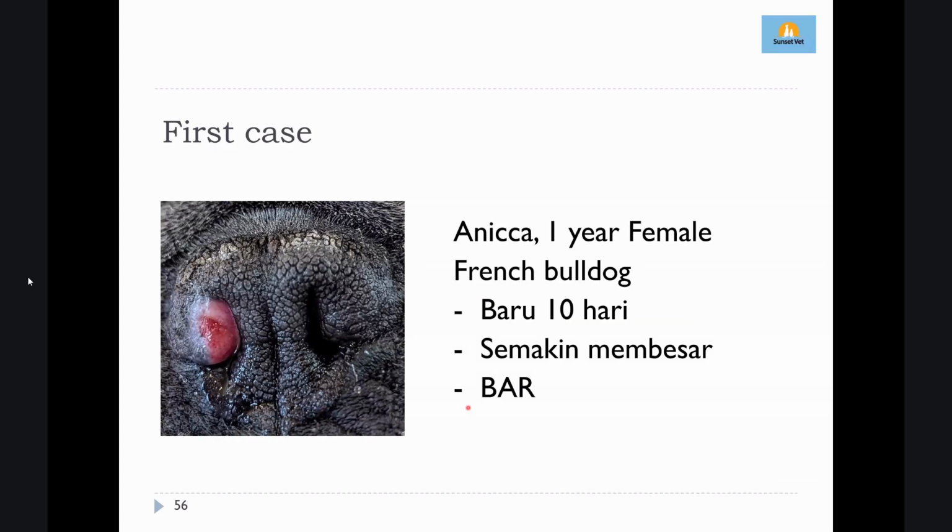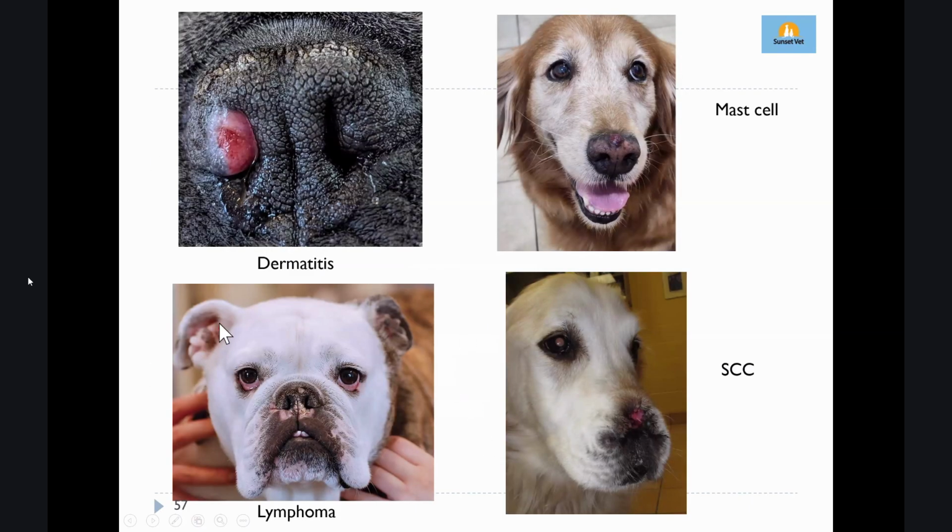Okay, first case, Anicha. It's a 1 year old female French bulldog. She has this lesion. She had this lesion about 10 days before admission, and it's getting bigger. She's bright, alert, and responsive. Okay, as you can see here, it could be dermatitis. It could be mast cell. It could be squamous cell carcinoma. It could be lymphoma.